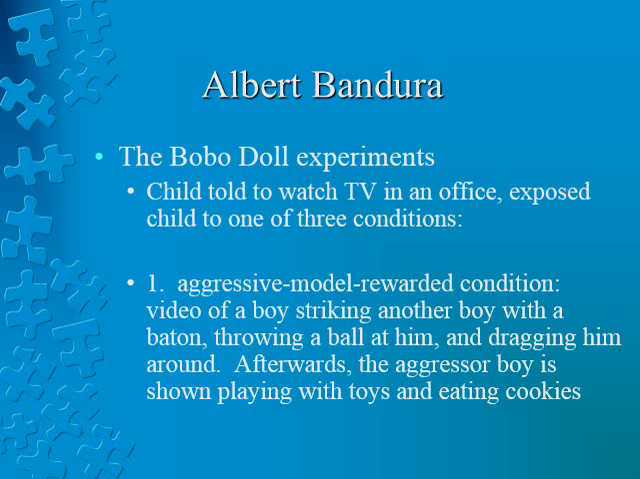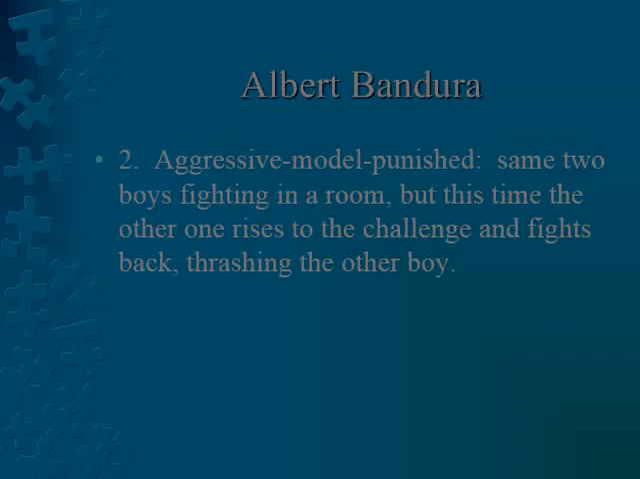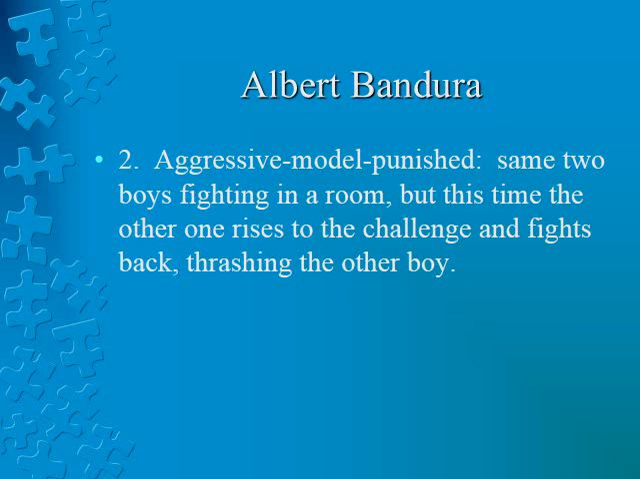First is what we call the aggressive model rewarded condition. Now, these are the kids who saw this video of a boy striking another boy with a baton, throwing a ball at him and dragging him around. Afterwards, the aggressor boy is then shown playing with toys and eating cookies. So in other words, aggressive behavior was rewarded in this condition. So that's video 1.